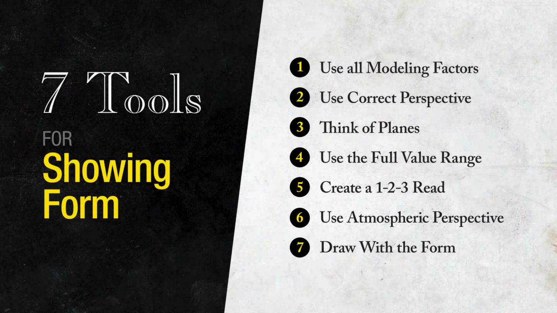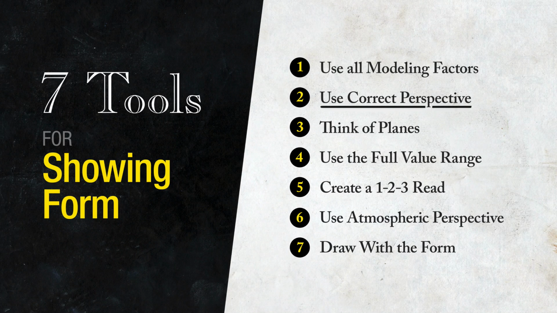So, here they are, 7 tools for showing form. Use all modeling factors. Use correct perspective. Think of planes. Use the full value range. Create a strong 1, 2, 3 read. Use atmospheric perspective. And draw with the form.